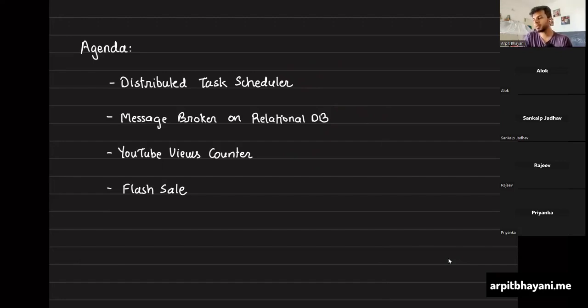Now, why relational DB? Because as you would have seen, relational databases give us a lot of guarantees, a lot of features that we want. So what we'll do is build a message broker on top of a relational database so that we understand the kind of properties we need from the underlying storage system. For example, if tomorrow you want to build your own message broker, you would definitely not be using a relational database. You would be defining your own storage layer.